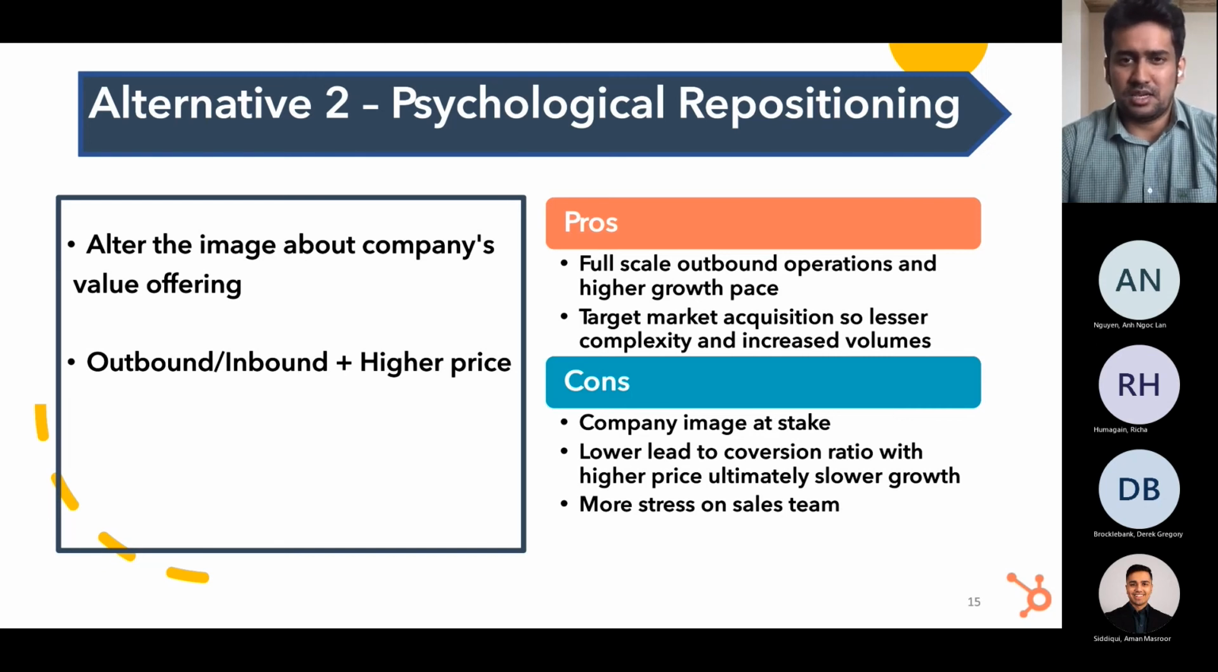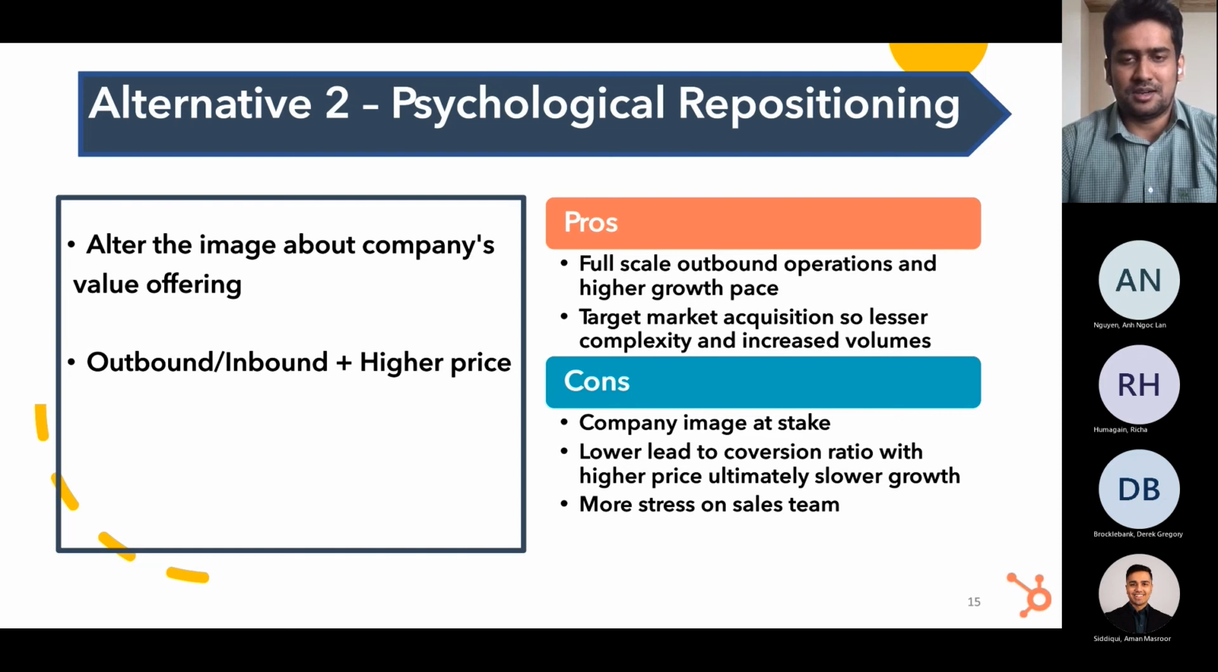Increasing prices for Owner Ollies to maximize profits, as it's a large potential market and the churn rate is also very high. The pros of implementing this plan would be, of course, it will lead to faster growth, as we'll be doing two-dimensional marketing right now, inbound as well as outbound. Since outbound marketing takes the target market into consideration, there will be much lesser complexity and increased quality volumes.